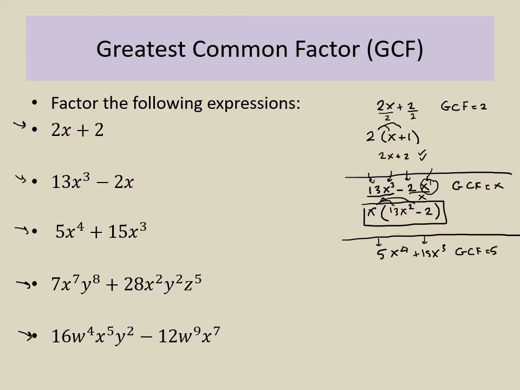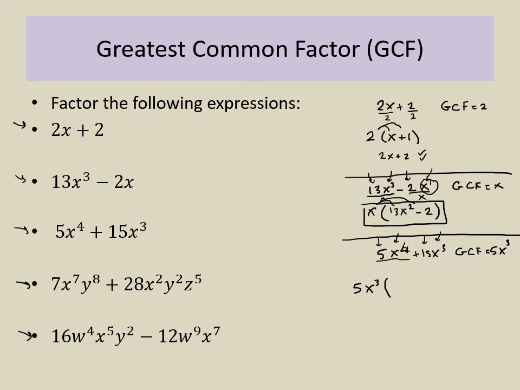But then also let's take a look at the variables. We have x to the power of 4 and we have x cubed. So we can take out the variable with the lowest exponent, so we can also factor out x cubed. So the GCF is 5x cubed. Let's open parentheses and see what we have left.